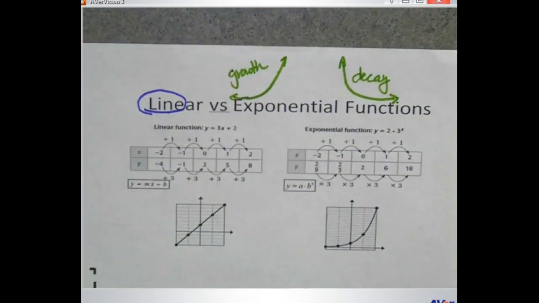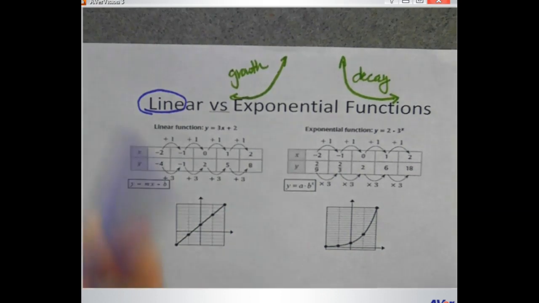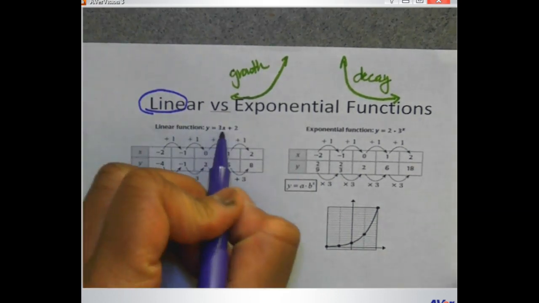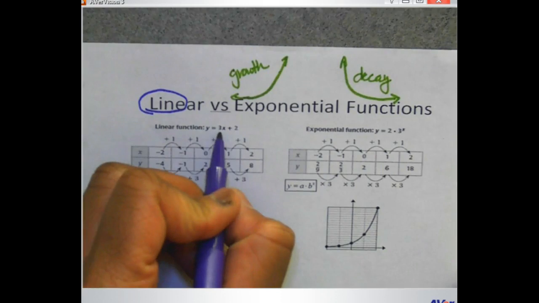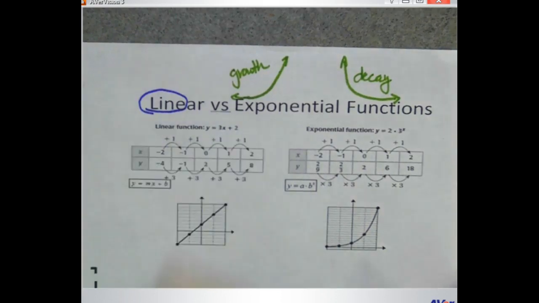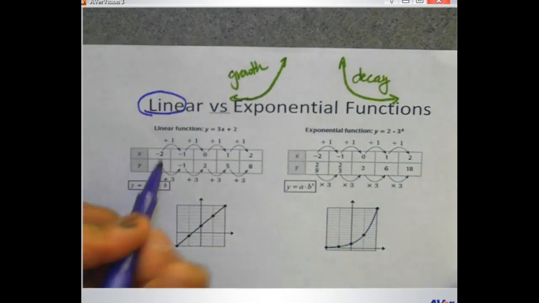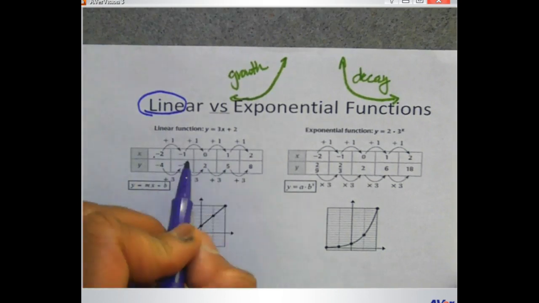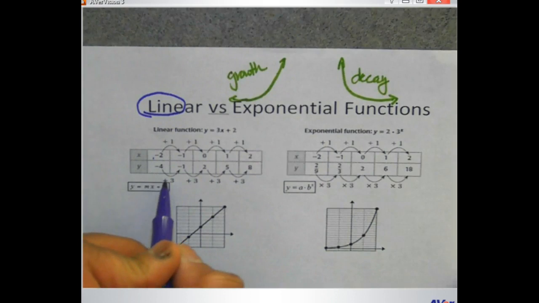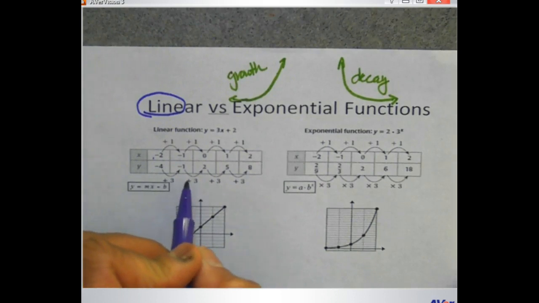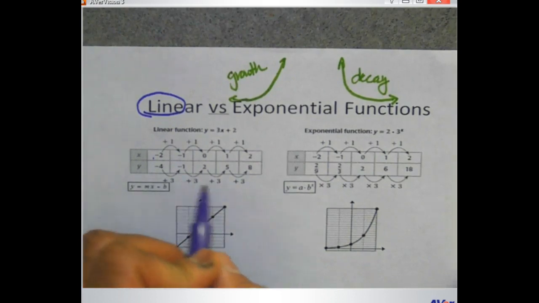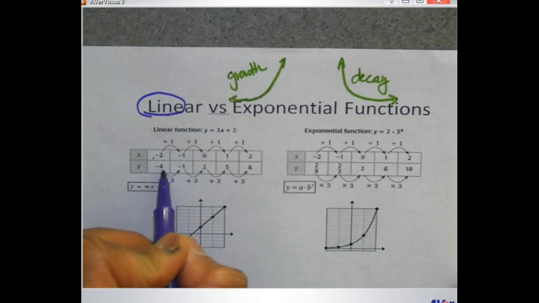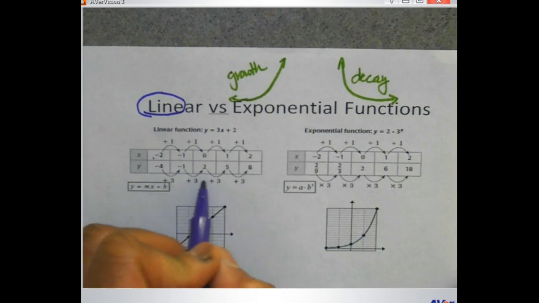So linear equations, which you've seen before, are of the form y equals 3x plus 2, some number times x plus possibly a constant. Things to notice here: as x gets bigger and bigger from left to right, or even smaller, y is going to have the same pattern for each and every number. So from here, what do I have to do to -4 to get to -1? Add 3. Add 3, add 3, add 3.